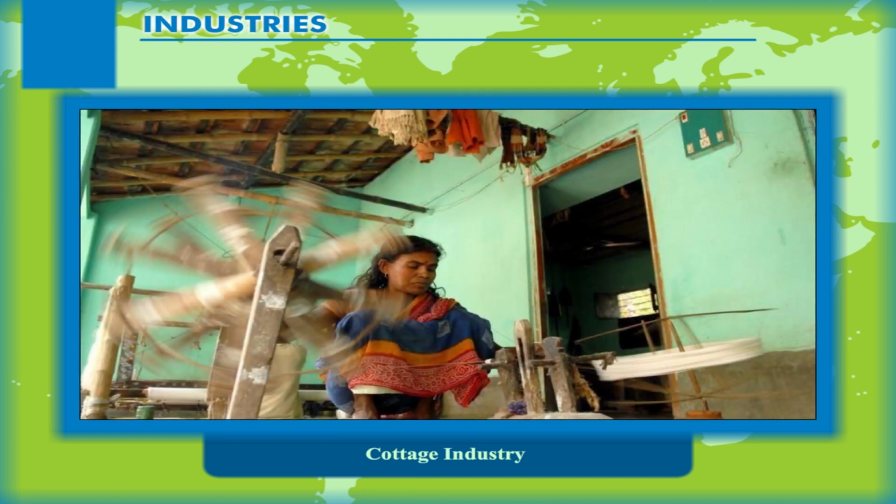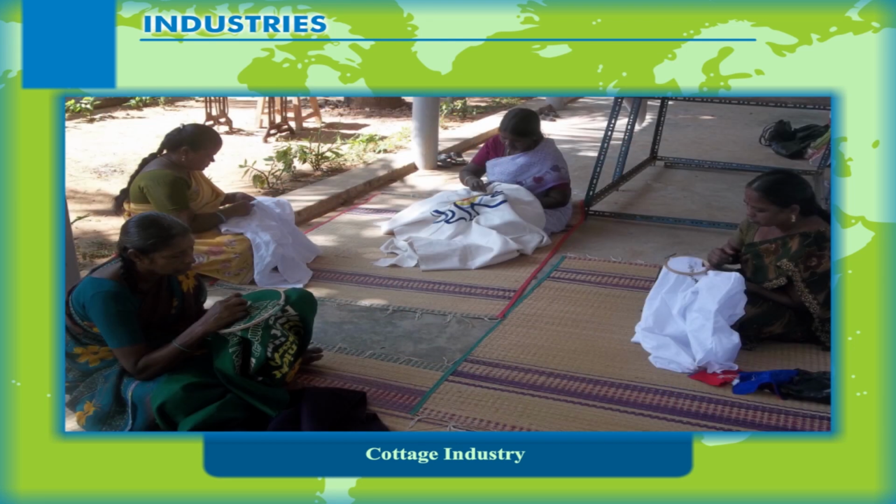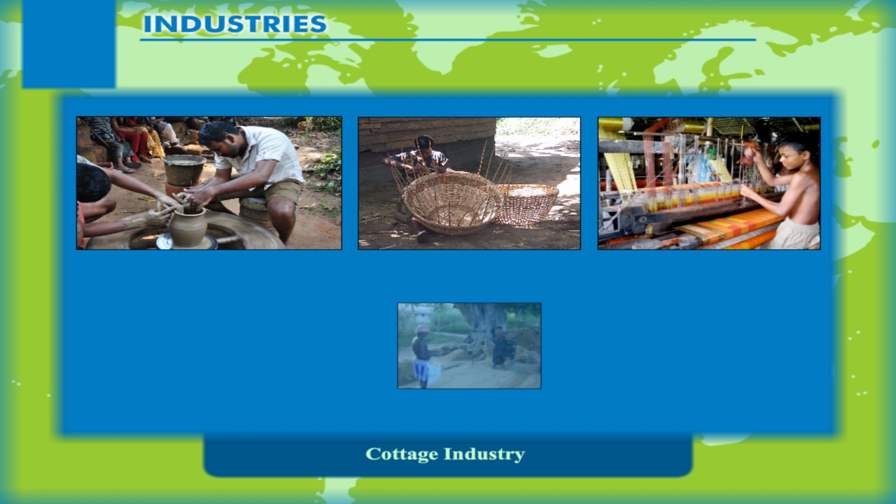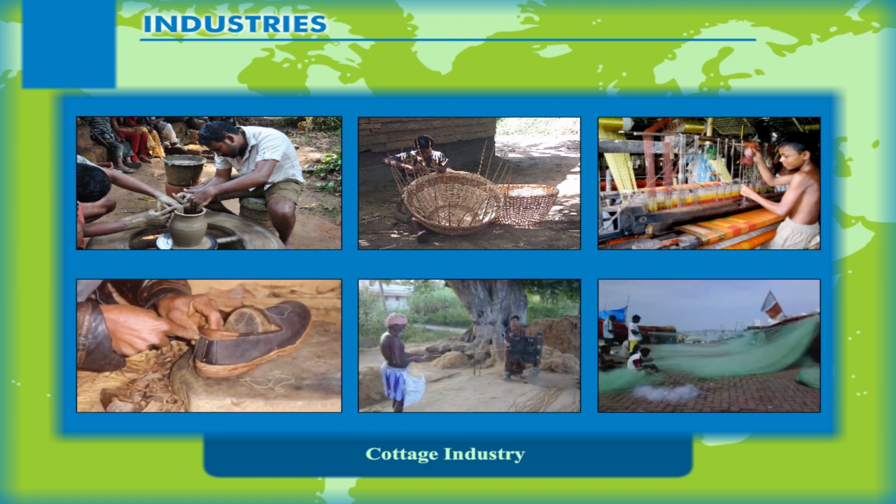It generates employment in villages and it preserves the ancient art and talent of village craftsmen. The main articles made in cottage industries include potteries, baskets, handlooms, ropes, shoes, fish nets, etc. It is still an important industry in most of the developing countries, including India.